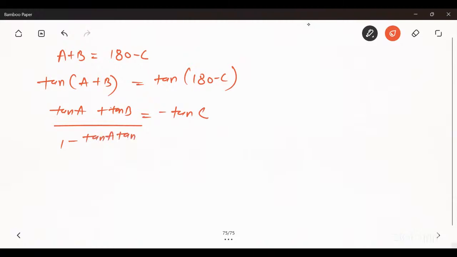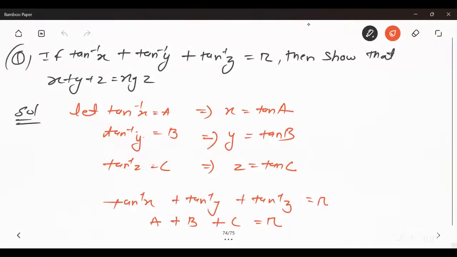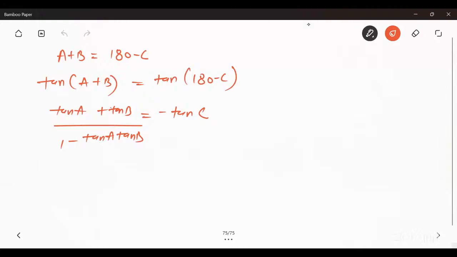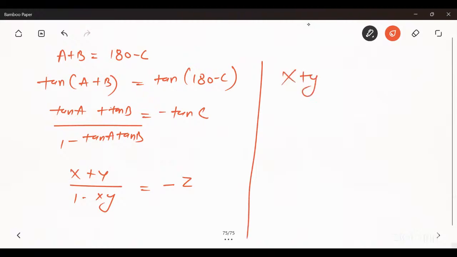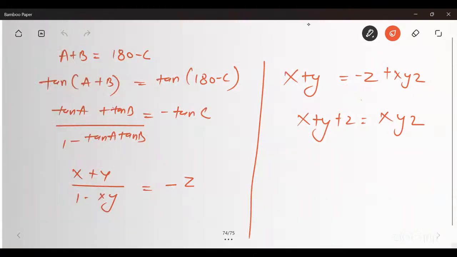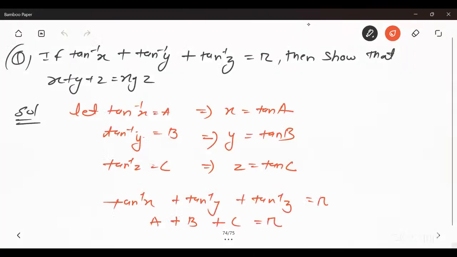We know that tan a equal to x and tan b equal to y. So x plus y upon 1 minus xy is equal to minus the value of tan c, which is z. Now if you multiply, you will get x plus y is equal to minus z plus xyz. Now if minus z comes to our left hand side, x plus y plus z is equal to xyz. So that was the solution of the question.